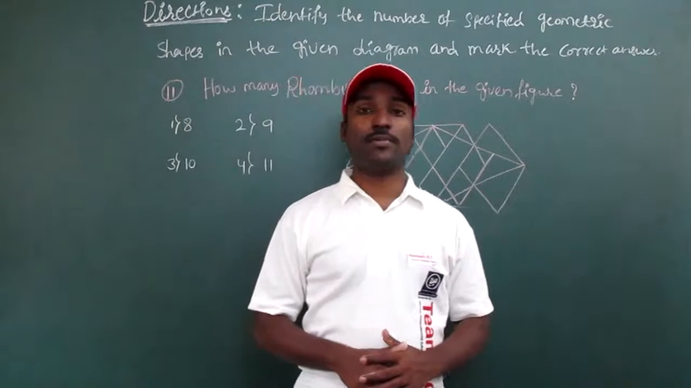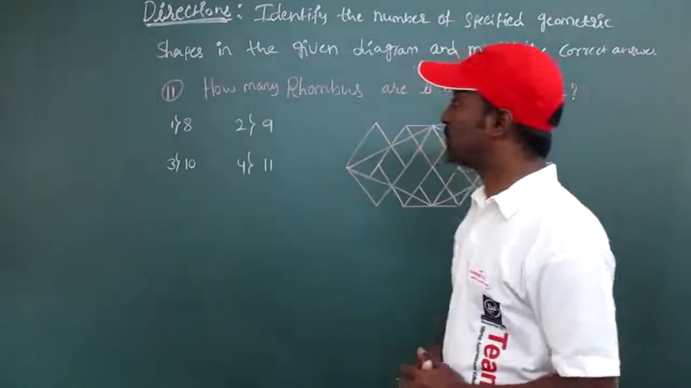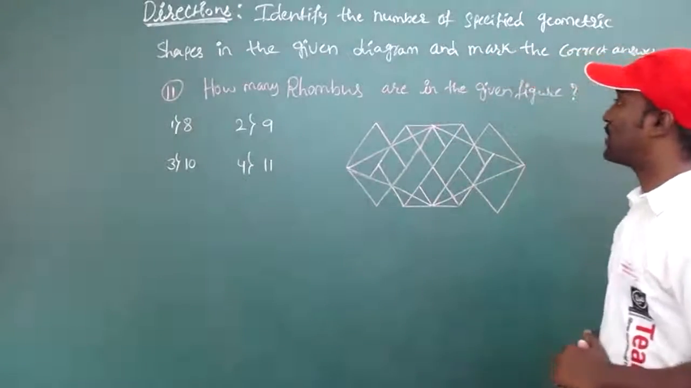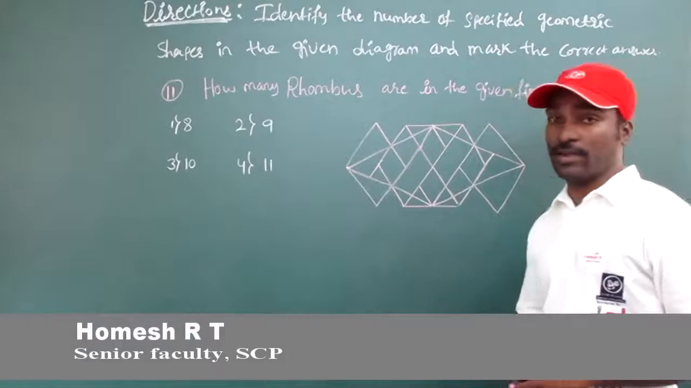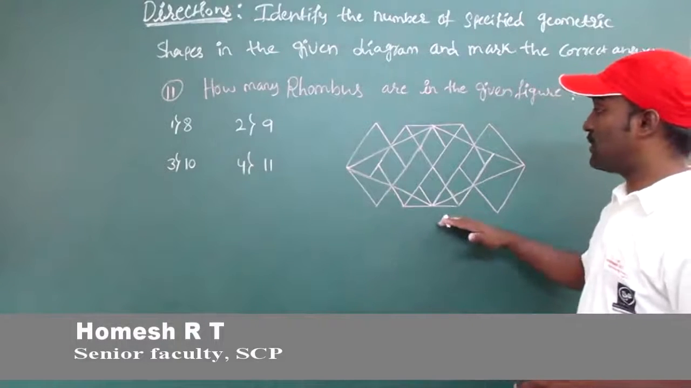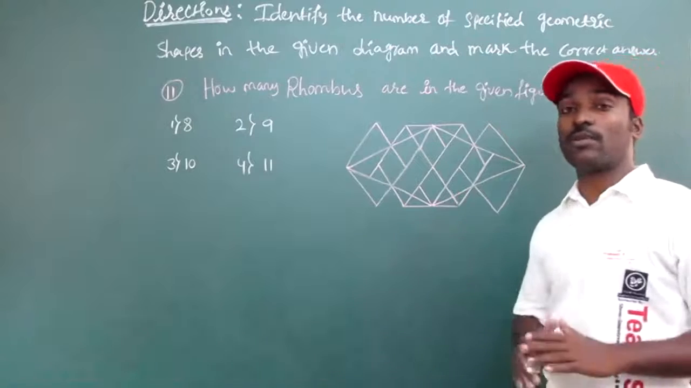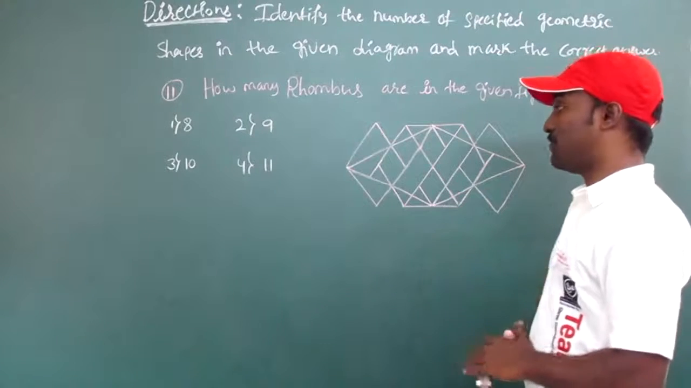Well friends, here is problem number 11. I will read the question. The question is how many rhombus are in the given figure? And the options are 8, 9, 10, 11. So this is the given figure. We have to find the total number of rhombus present in the given figure.